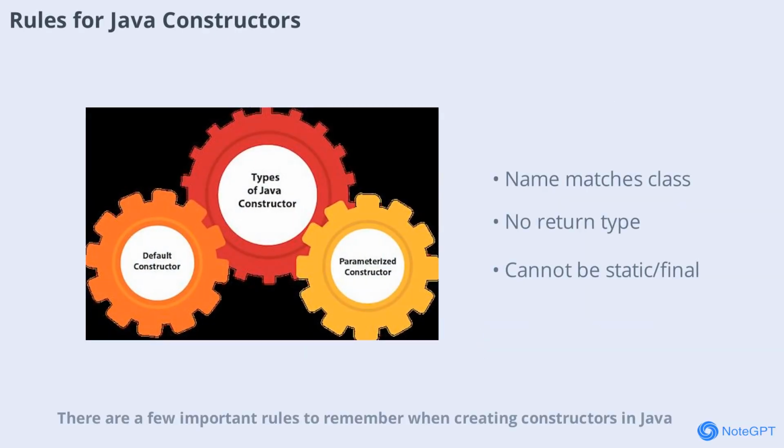There are a few important rules to remember when creating constructors in Java. First, the constructor's name must match the class name exactly. Second, constructors do not have a return type, not even void. Also, a Java constructor cannot be abstract, static, final, or synchronized. These rules ensure that constructors are used only for initializing objects and not for other purposes. Following these guidelines helps keep your code clear and consistent.